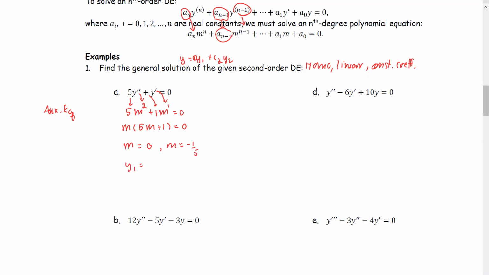That means y1 is e to the 0x, y2 is e to the negative 1 over 5 x. e to the 0x is just 1. When you write the general solution, y equals c1 y1 plus c2 y2, we will get c1 times 1 plus c2 times e to the negative 1 over 5 times x.